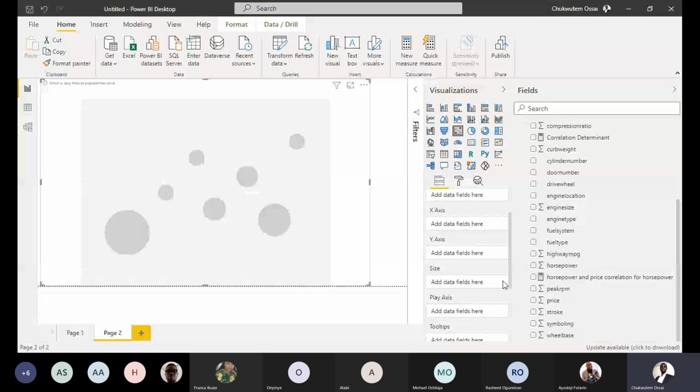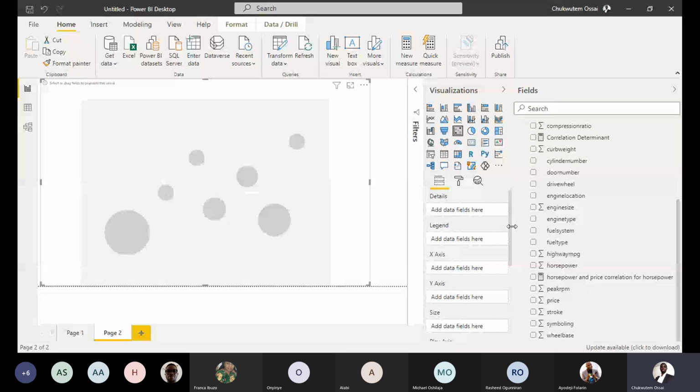But the three that are most important to us: number one, the details. That is what we are going to take cognizance of. Number one, the details. Number two, the S axis, and then number three, the Y axis. Those are the three important values that we may need to supply here.